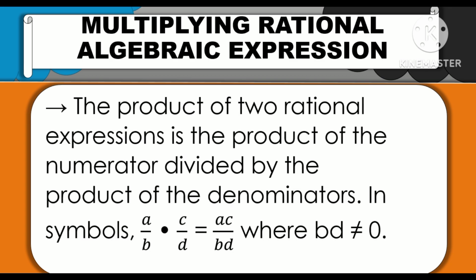The product of two rational expressions is the product of the numerators divided by the product of the denominators. In symbols, a/b times c/d is equal to ac/bd, where bd is not equal to 0. Why is bd not equal to 0? If bd is equal to 0, our answer will become undefined, because no fraction can have a denominator of 0. So bd is not equal to 0.